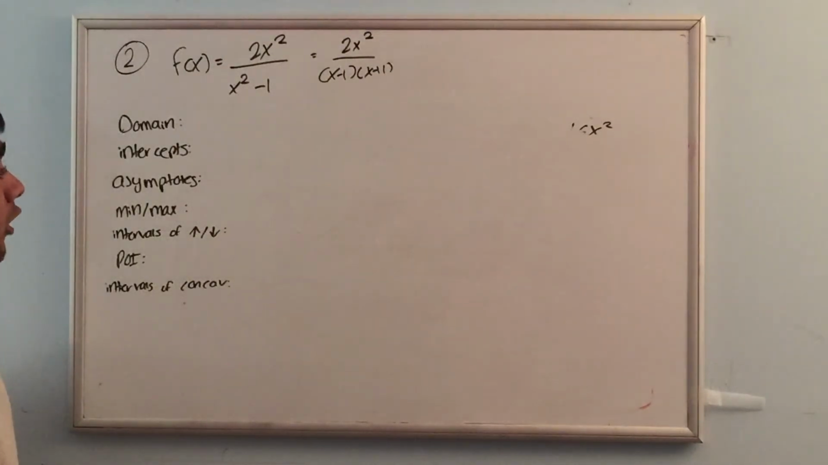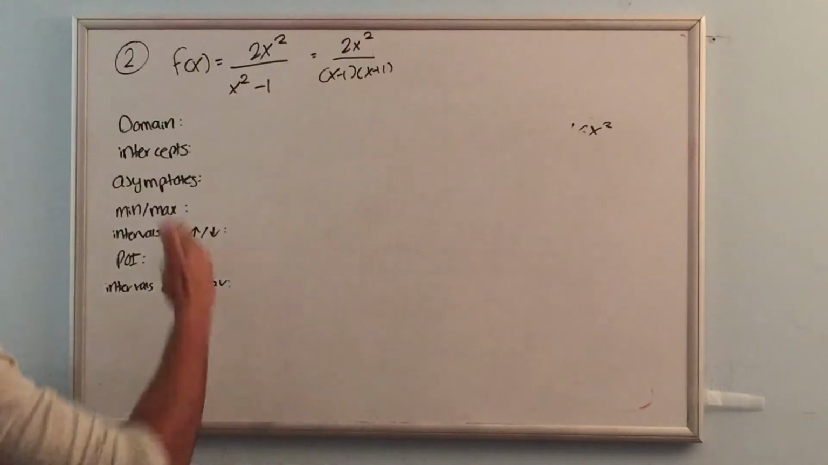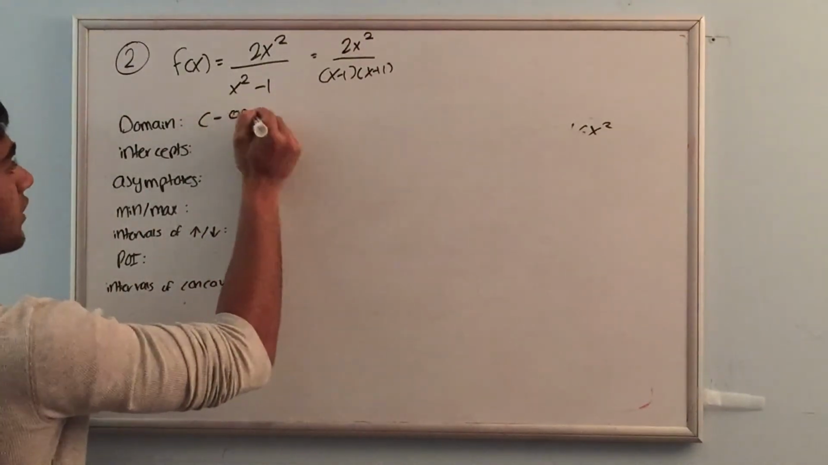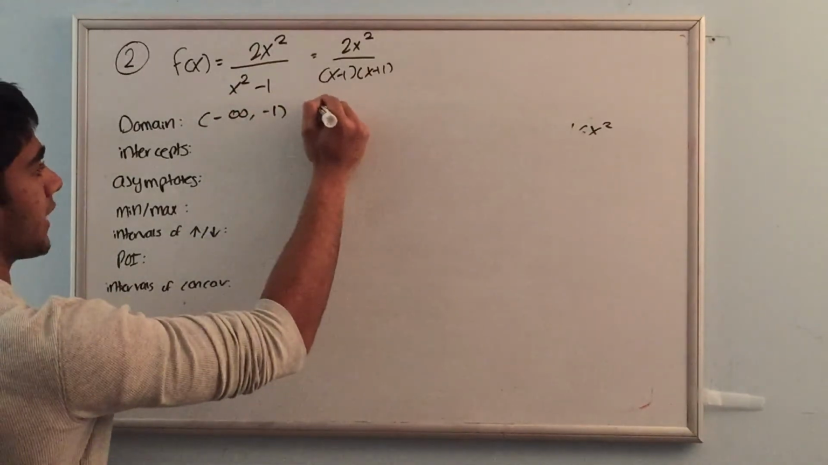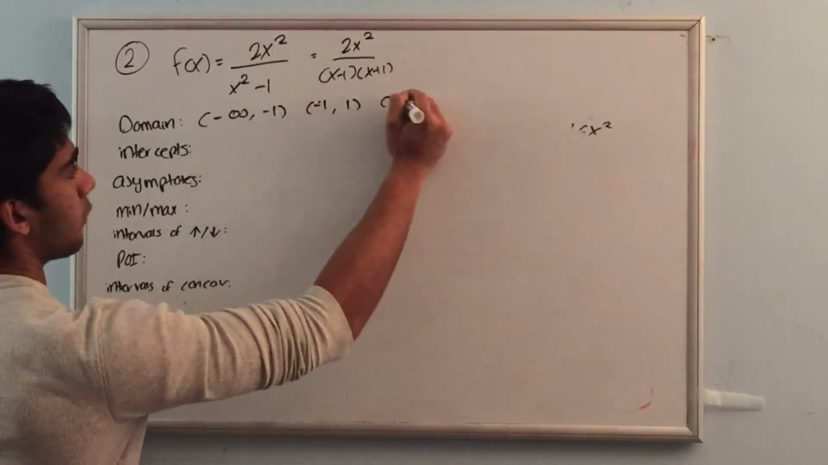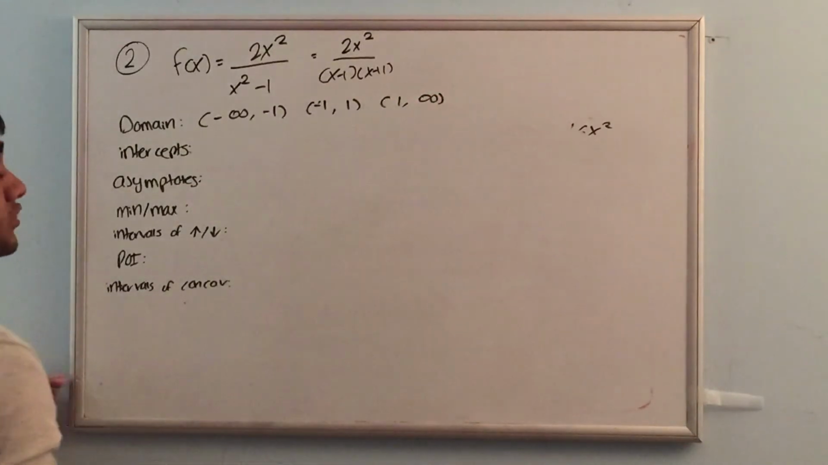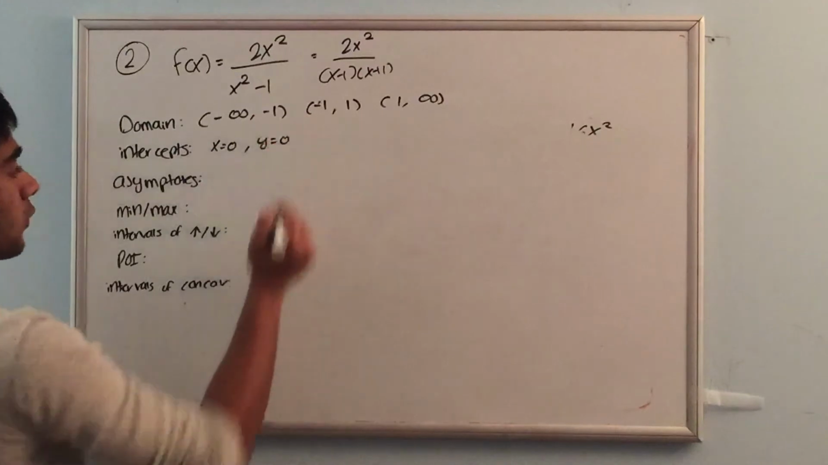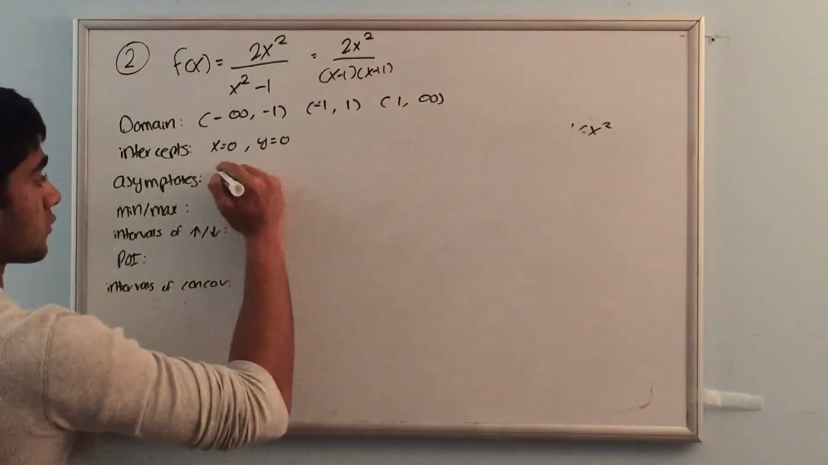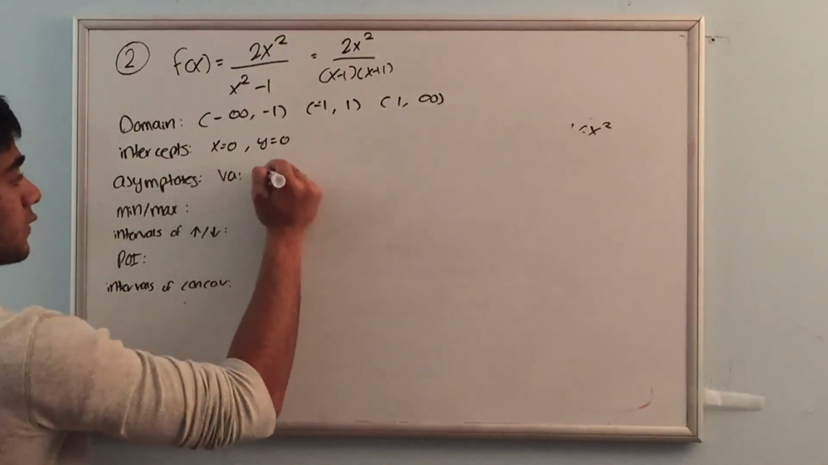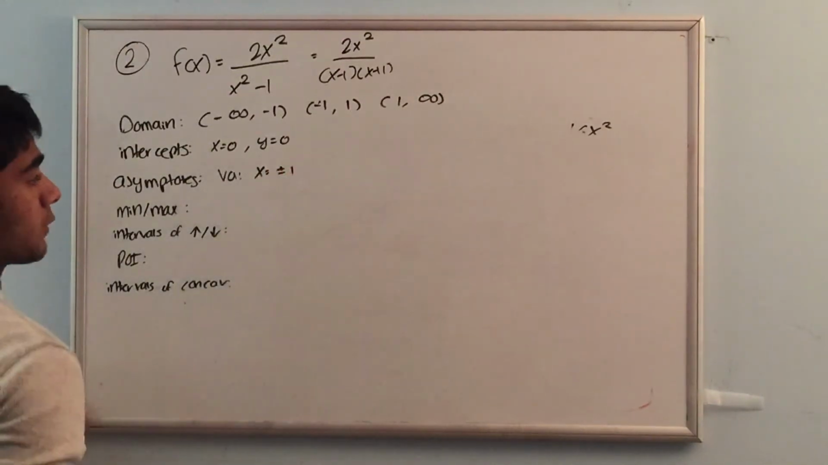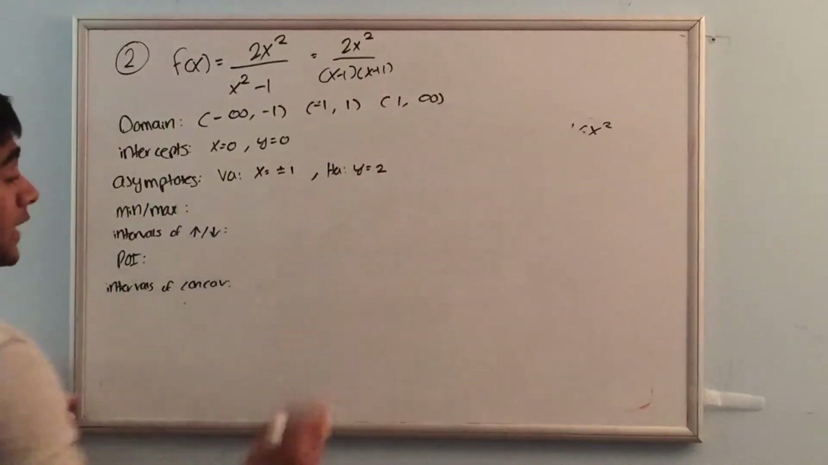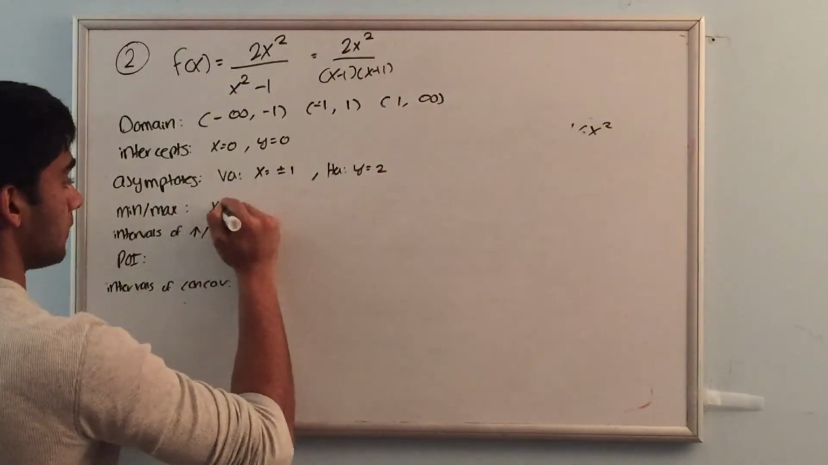So now that we have all our information, I just thought it would be easier to put it in a table format. The domain we found was from negative infinity to negative 1, from negative 1 to 1, and from 1 to positive infinity. Our intercepts, we had 2. We had x equals 0 for the x-intercept, and y equals 0 for the y-intercept. We had 3 asymptotes. We had 2 vertical asymptotes, x equals plus or minus 1, and we had 1 horizontal asymptote at y equals 2. We had a maximum at x equals 0.